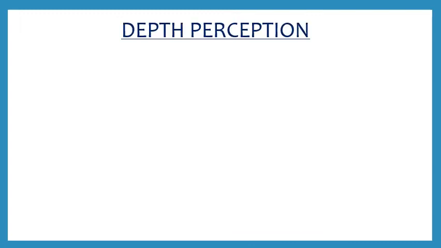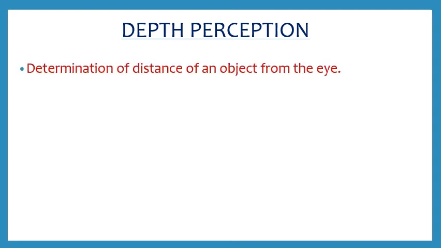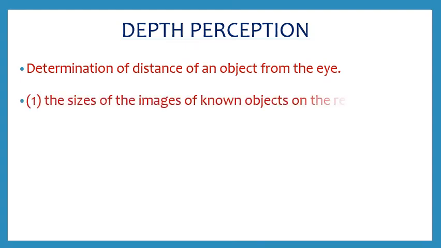Now, an image will not be complete without depth perception. Because we've got binocular vision, because we've got 2 eyes, and because their angles of vision coincide, we can perceive the depth of the objects also. That means we can have this 3D image. So depth perception is the determination of the distance of an object from the eye, and it is mainly by three mechanisms. One, by knowing the sizes of the images of known objects on the retina. So suppose you see a pen in front of you. You know the pen is small enough, so it must be only at this much distance, right?